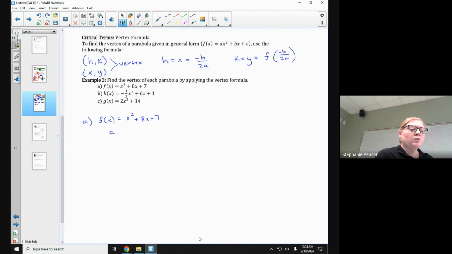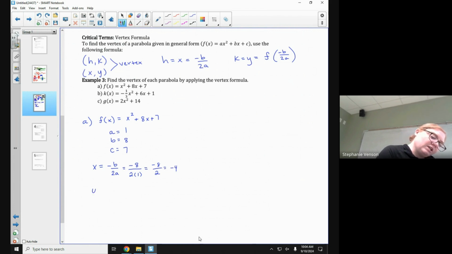So first you have to tell me what a, b, and c are. What's a? 1. Good. What's b? 8. Good. And 7 is c. Excellent. Which we don't really need the c because, as you can see, the c is not in the formula, but I think it's important for us to practice writing it. So to get the x or h value of our vertex, we're going to calculate negative b over 2a. So that is negative 8 over 2 times 1, which is negative 8 over 2. So what is that? Negative 4.